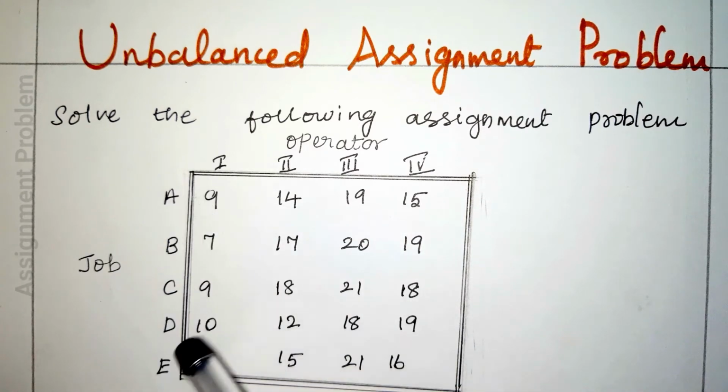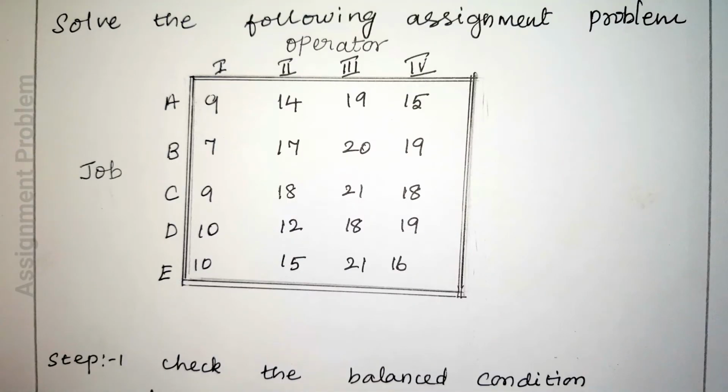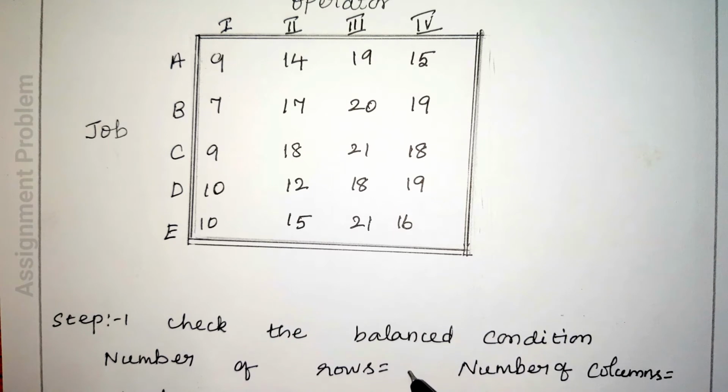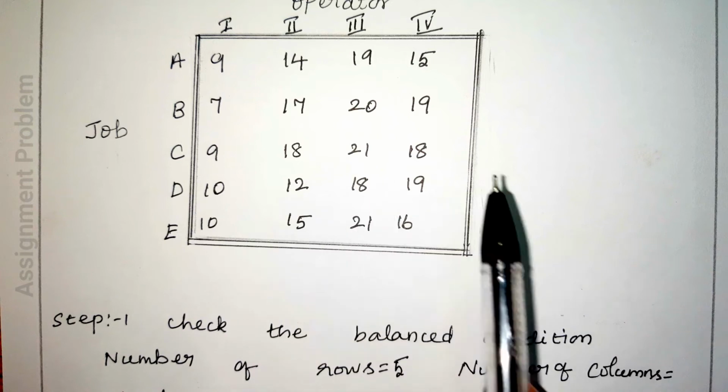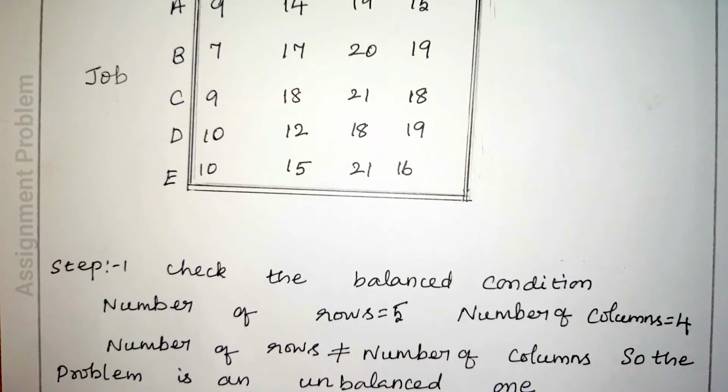Here 5 jobs and 4 operators are given. We have to find the suitable job for each operator so that the assignment cost is minimum. First step, we have to check the balanced condition. In this case, you have to check whether the number of rows is equal to the number of columns or not. Here, the number of rows is equal to 5. Number of columns is equal to 1, 2, 3, 4. 4 columns. Number of rows is not equal to number of columns. So, the problem is an unbalanced one.